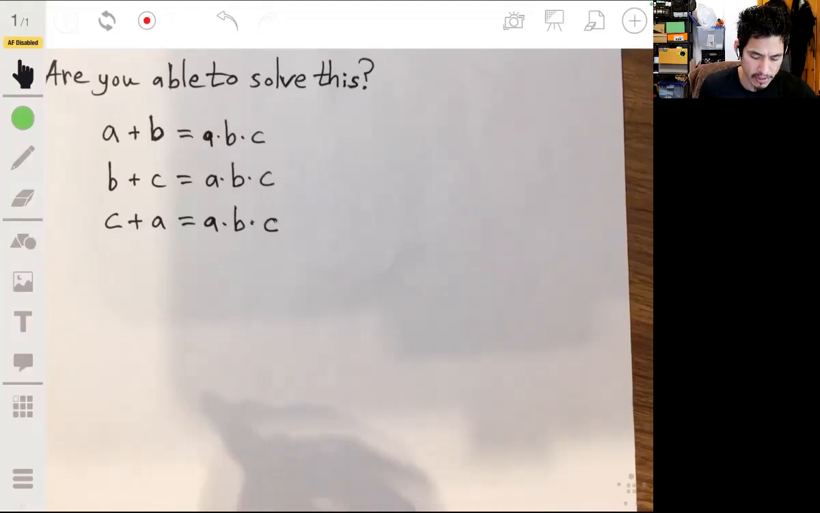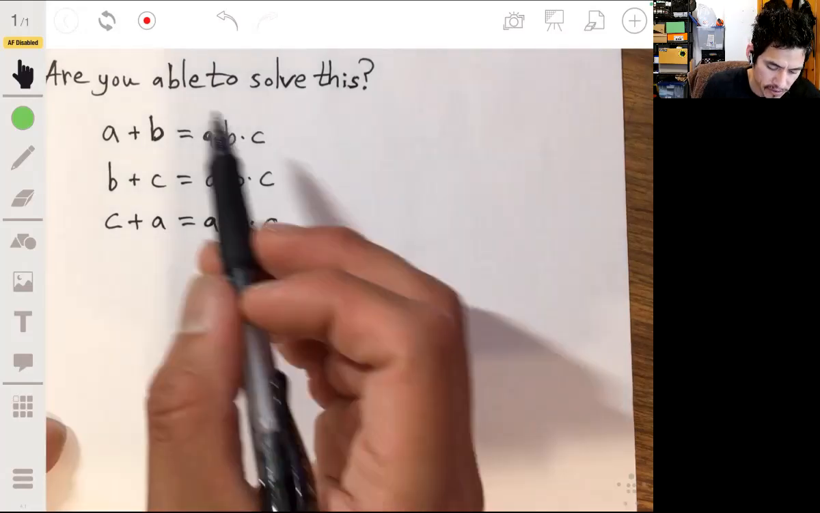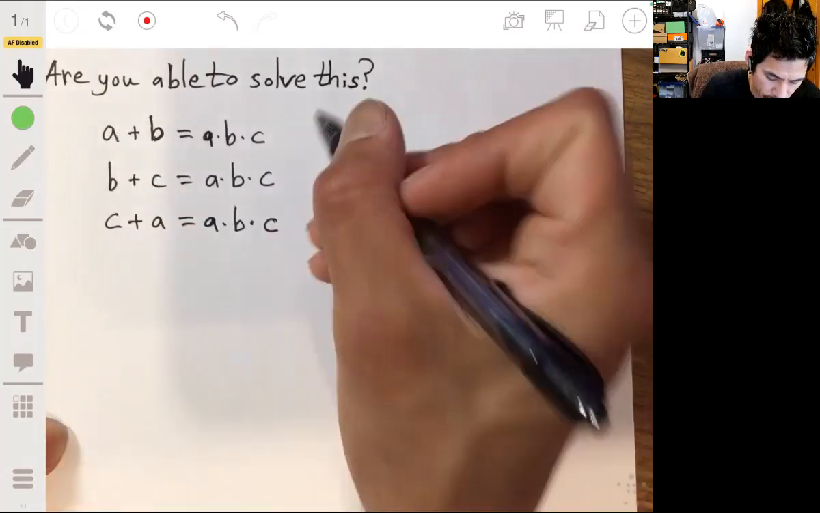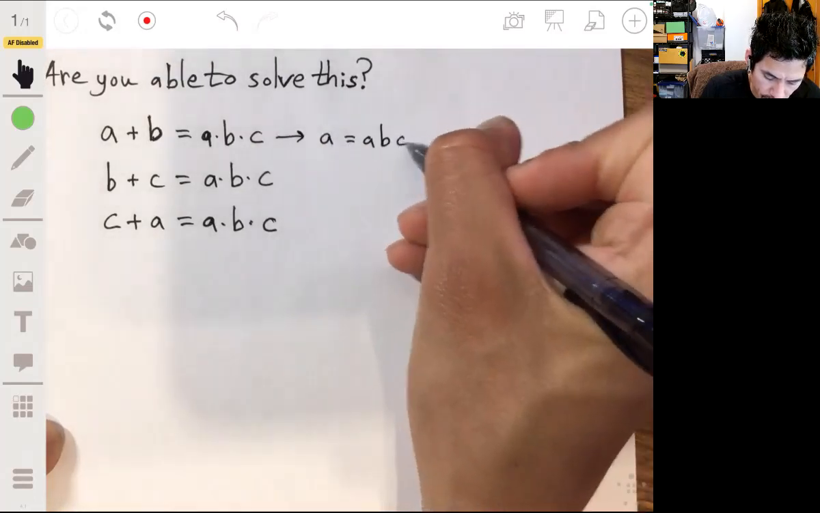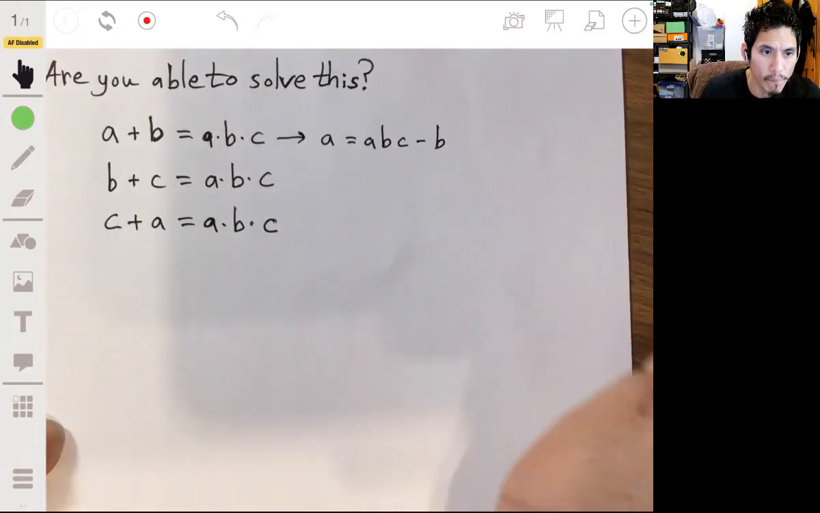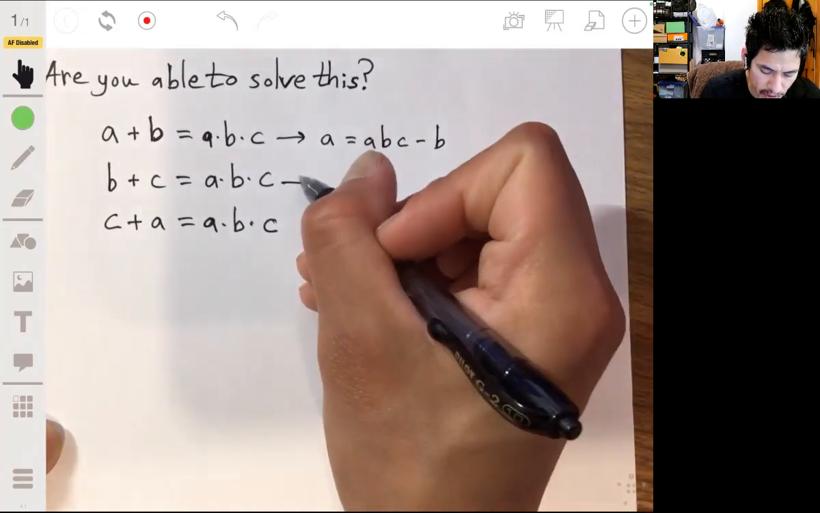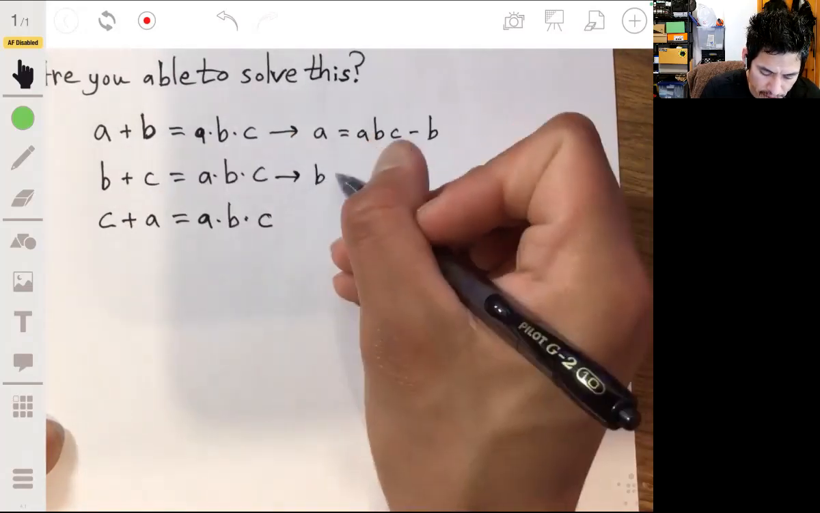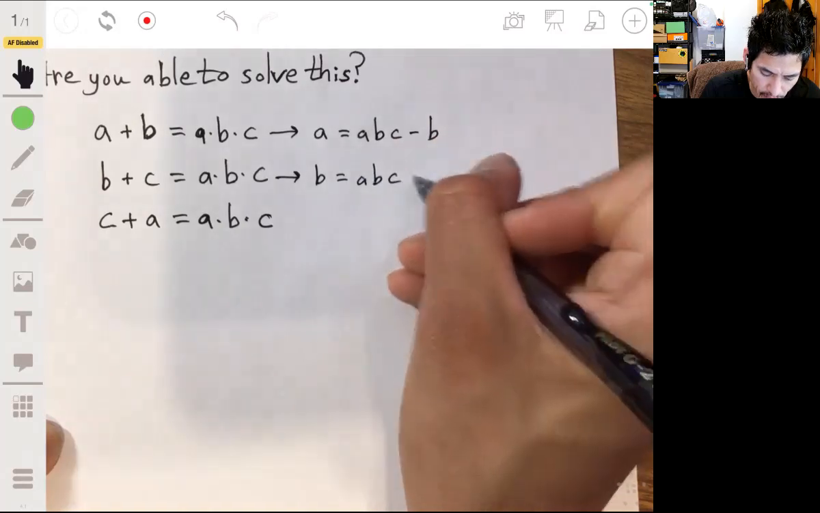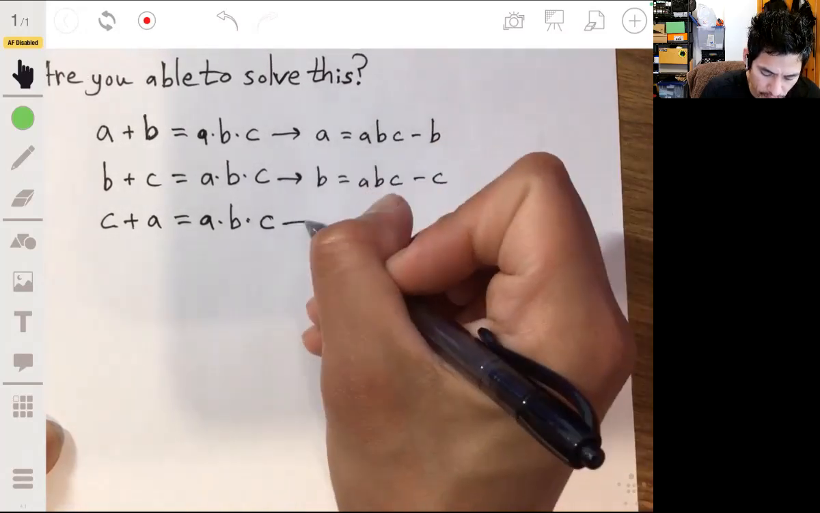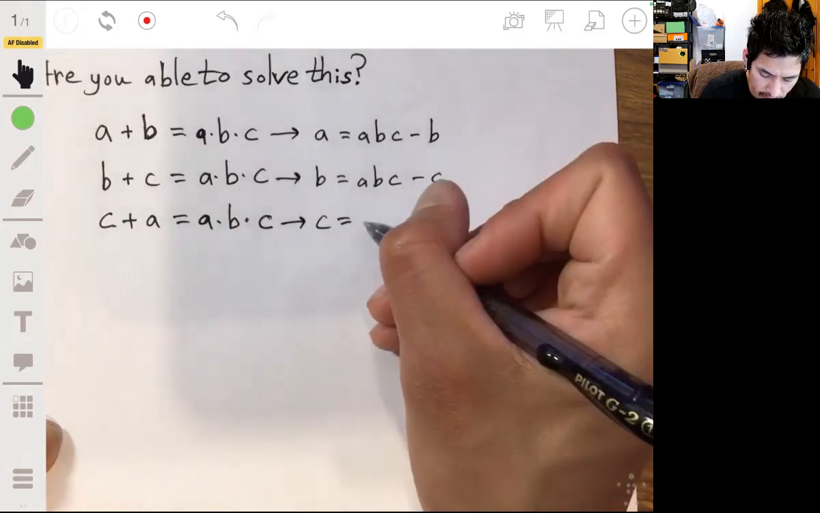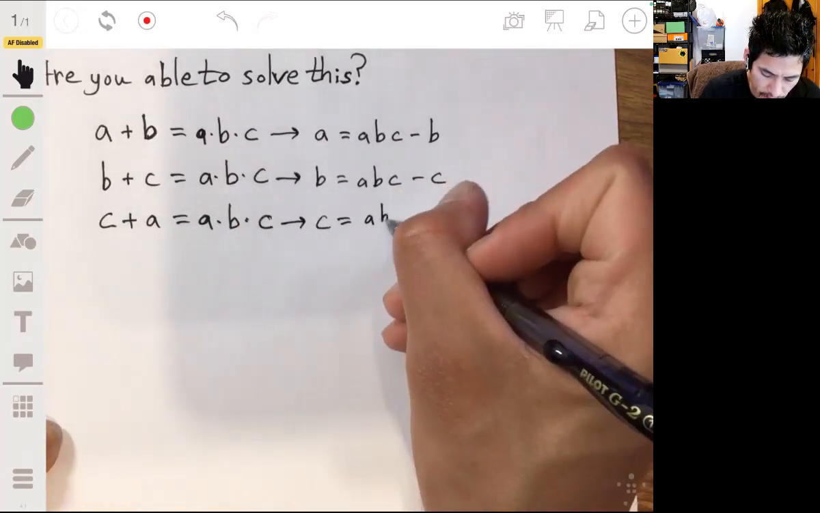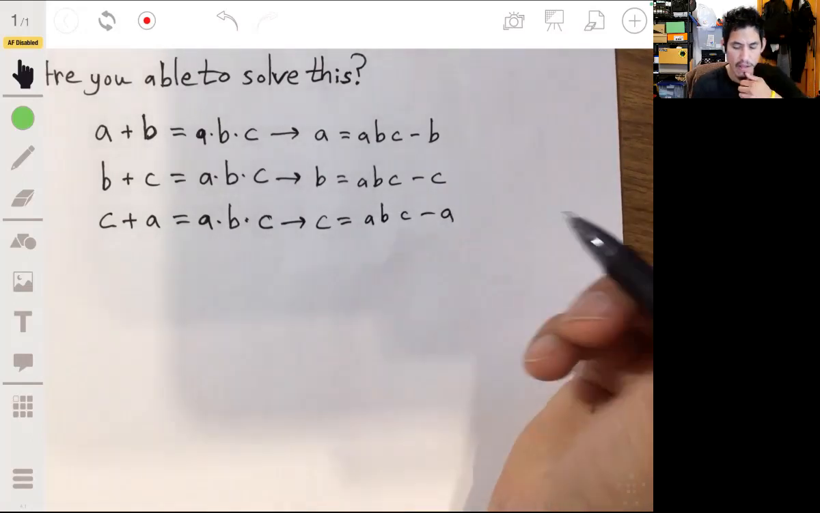All right, so let's look to see how we can solve this. So let's first solve the first equation just for A. So we'll get that A is equal to ABC minus B. Then the second one, we'll solve for B, and then we'll get B is equal to ABC minus C. And thirdly, we solve for C, and we get that C is equal to ABC minus A.